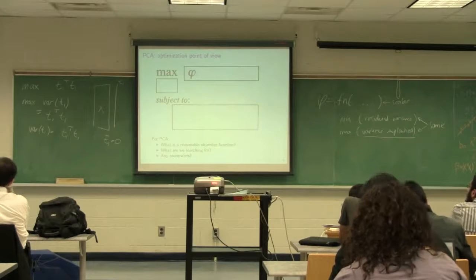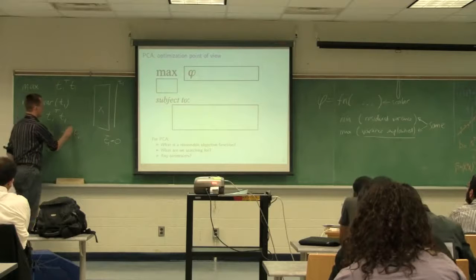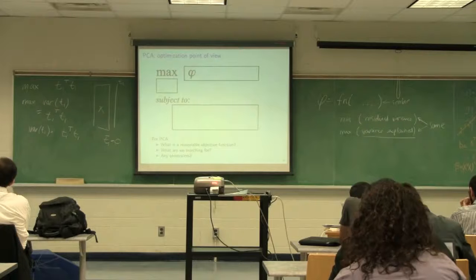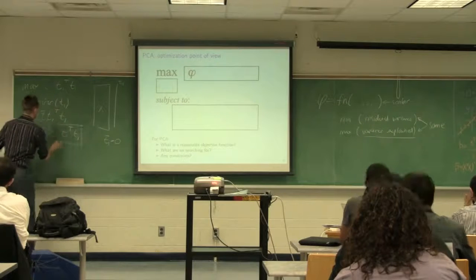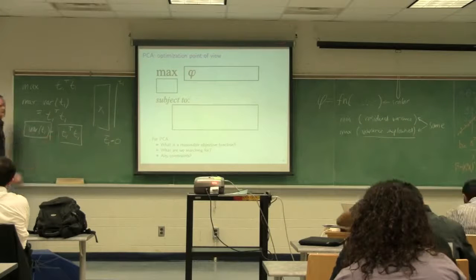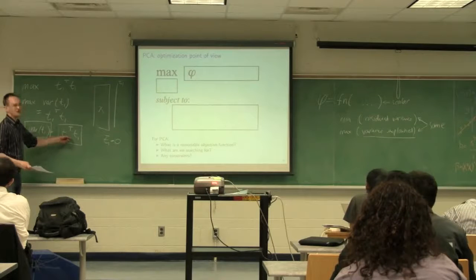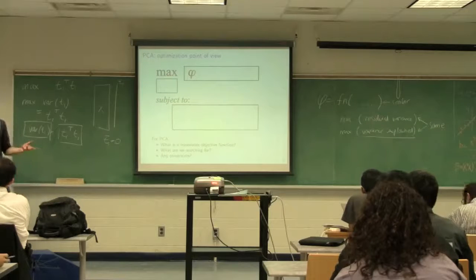Whenever you see a vector transposed with itself, and that vector happens to have mean of 0, you need to immediately say, aha, I know what's going on here. This quantity is just the variance of that vector. Okay? So if I say in English, the variance of T1, mathematically I'm saying T1 transpose T1. It's the same thing.